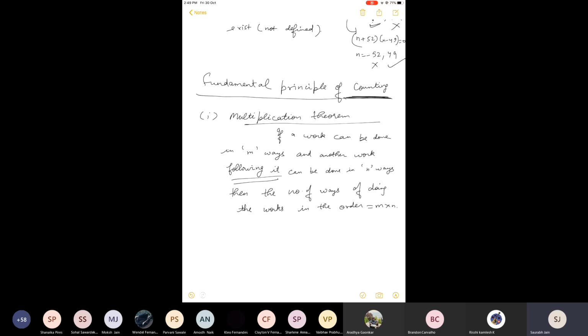Write this sentence. A work can be done in m ways and another work following it can be done in n ways. Then the number of ways of doing both the works in the order, meaning first you are doing the first work, then you are doing the second work, is m into n. As the name suggests, multiplication theorem. I will take an example also. Just write the sentence first.